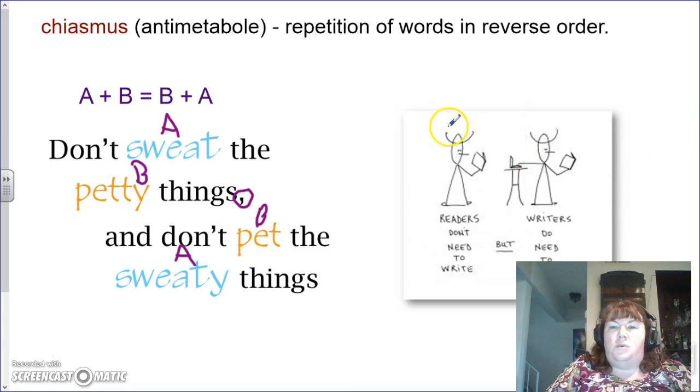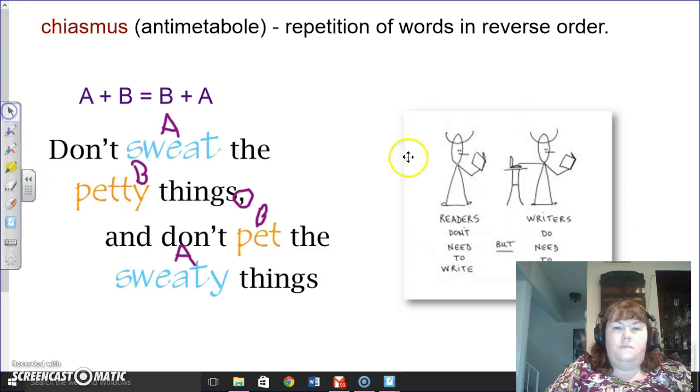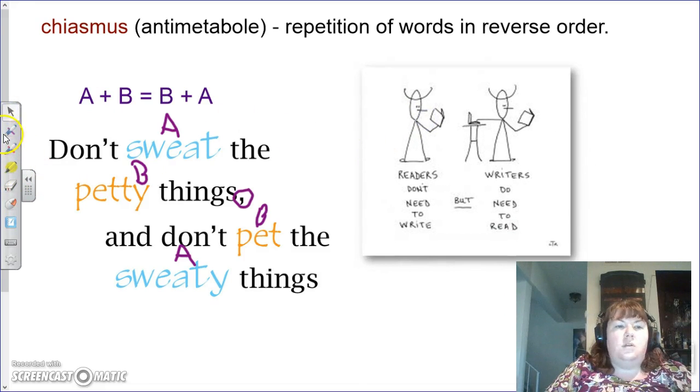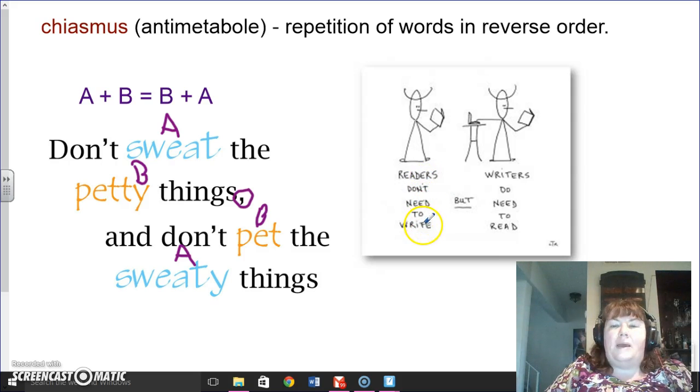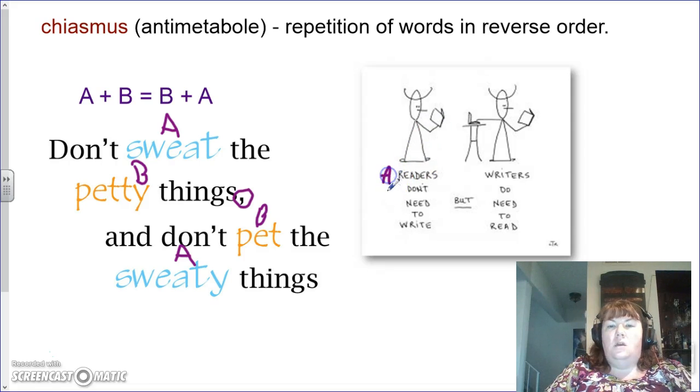Okay, the other example we have here is this little comic here. So this little picture here: readers don't need to write, but writers do need to read. If you look at this, the little picture actually illustrates this idea of a reader actually reading. If you're reading something, you don't actually have to write, is what it's saying. So the reader would be our A, and writes would be our B.